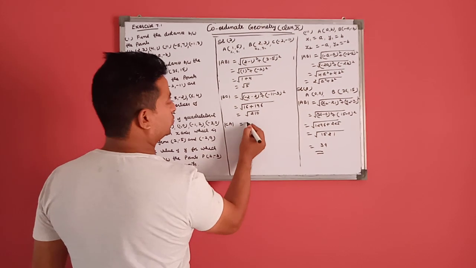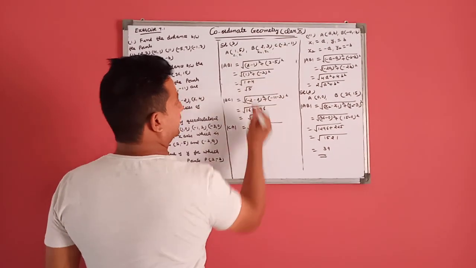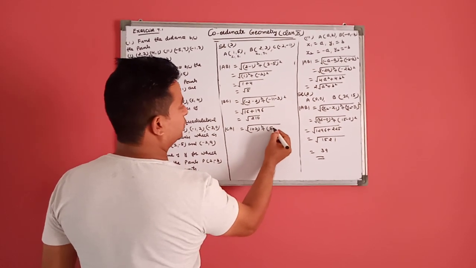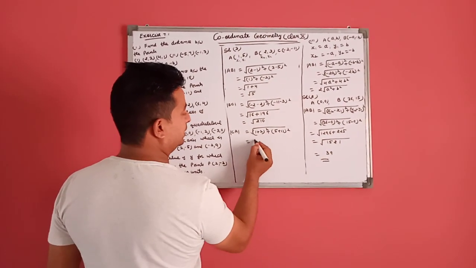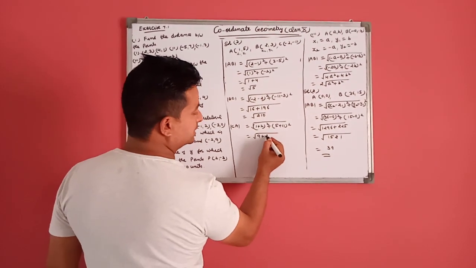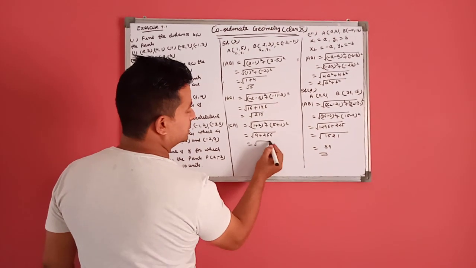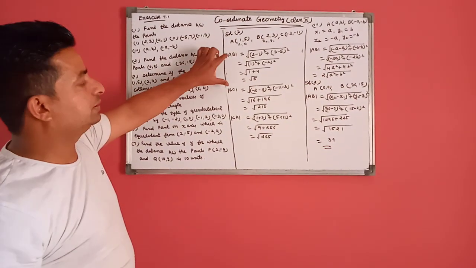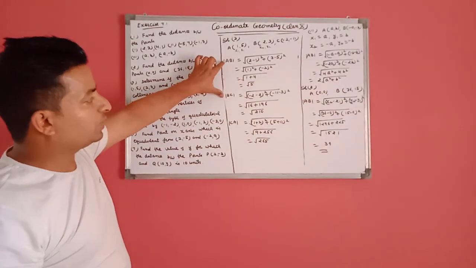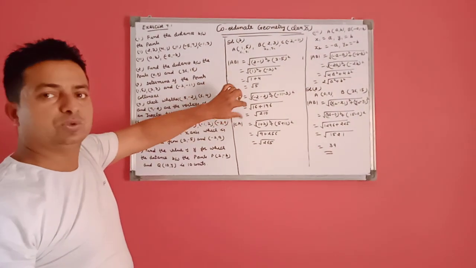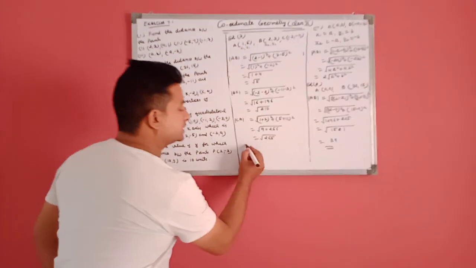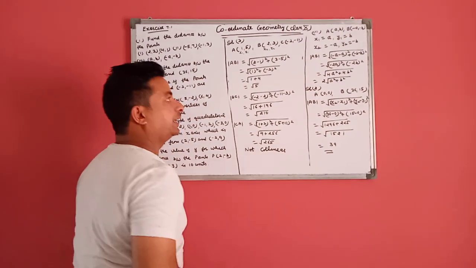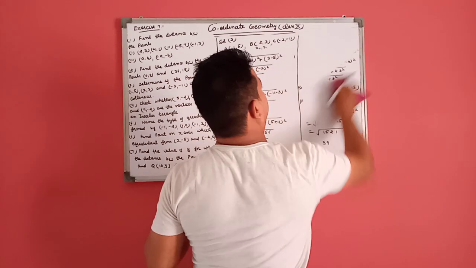CA equals the square root of (x2 minus x1) whole square plus (y2 minus y1) whole square. 3 whole square is 9, plus 16 whole square is 256, so this becomes 265. As we know, from these three distances, the sum of either two can never be equal to the third. So these points are not collinear. Collinear means they lie on a line.